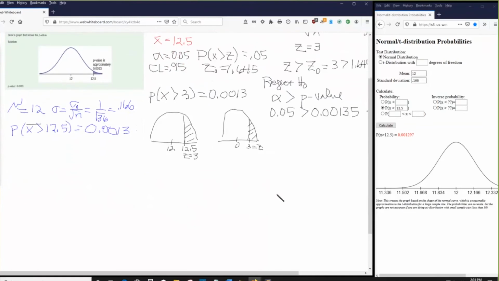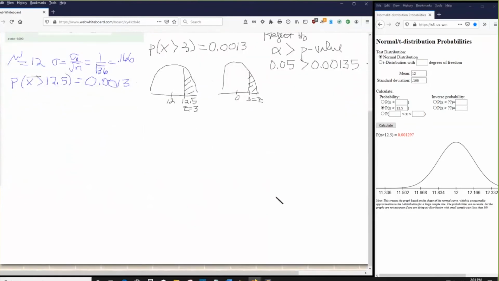Okay, let's do another example. So here's another one. This is the baker example. So with this one, a baker claims that his bread height is greater than 15 centimeters.